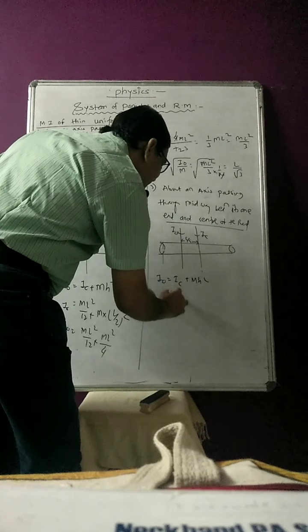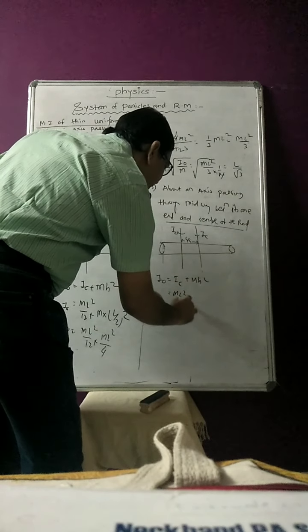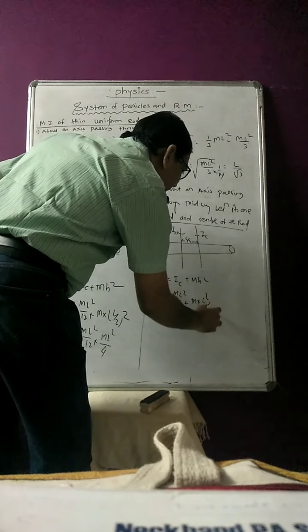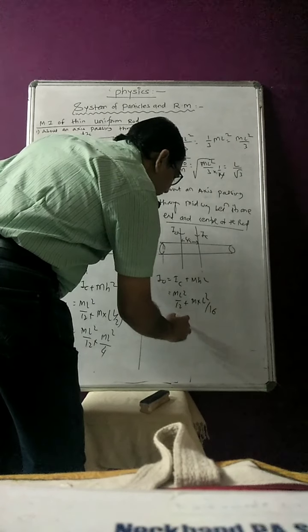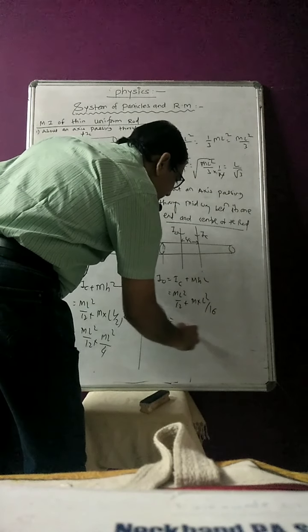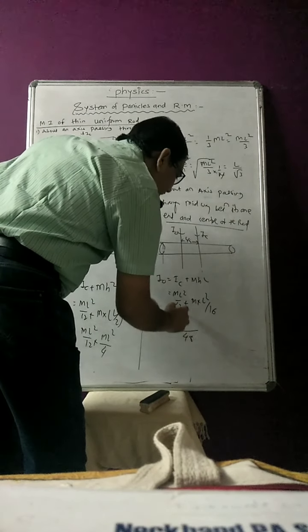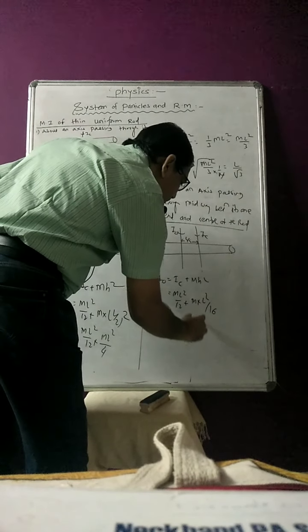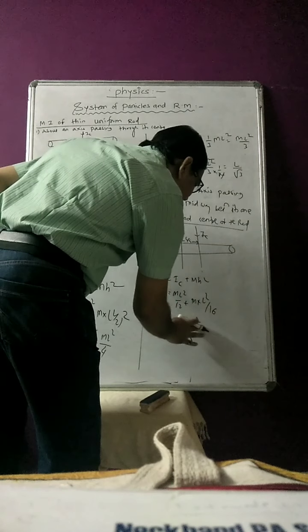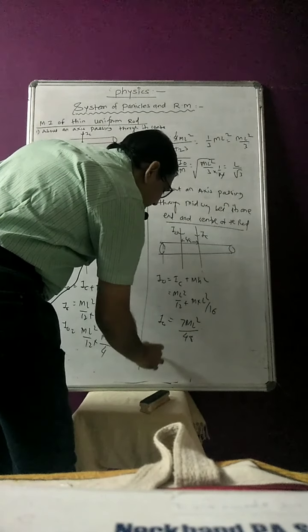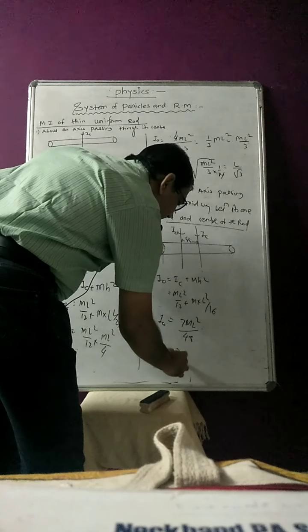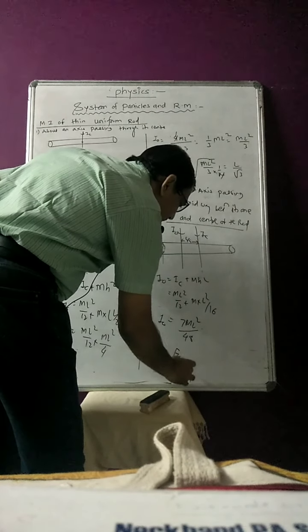And here what is IC again? ML square by 12 plus M into L square by 4 square, that is 16. So therefore ML square by 12 plus ML square by 16, LCM is 48. So 12 4s and 16 3s, 7 ML square by 48. So therefore that will be IO. Naturally KO will be, in that case, under root of 7 by 48 into L.